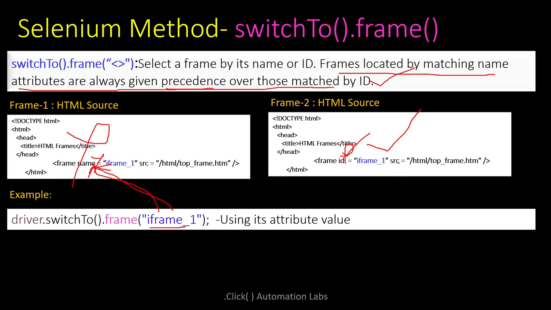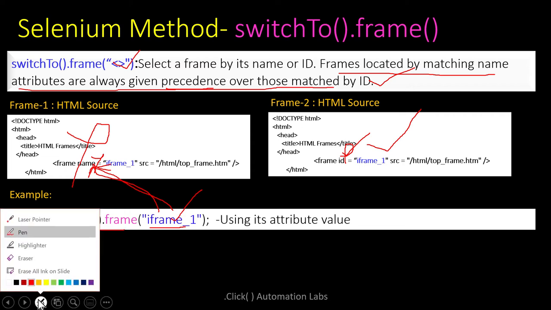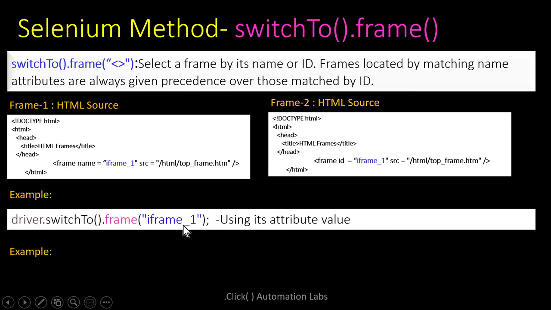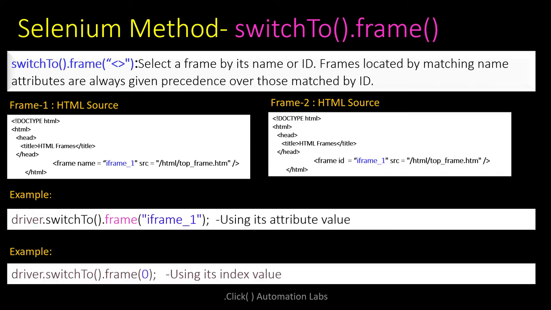The usage is you need to pass either the name or the ID of your frame to this command to switch WebDriver focus to the frame. So this is about driver.switchTo().frame. Another example: if you don't have any frame IDs, you can always use indexes. If you want to switch to the first frame, use 0; for the second frame, use index 1. Like that, you can use an index in the switchTo().frame case.